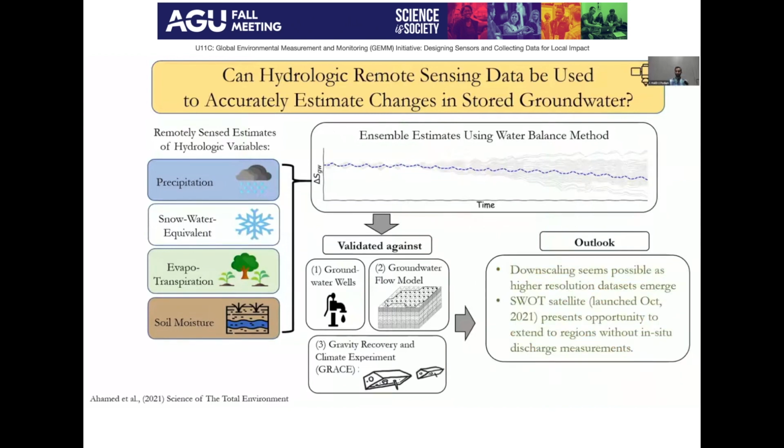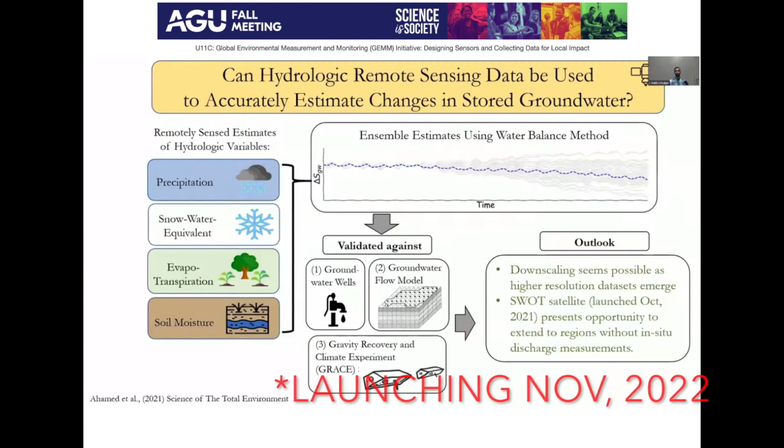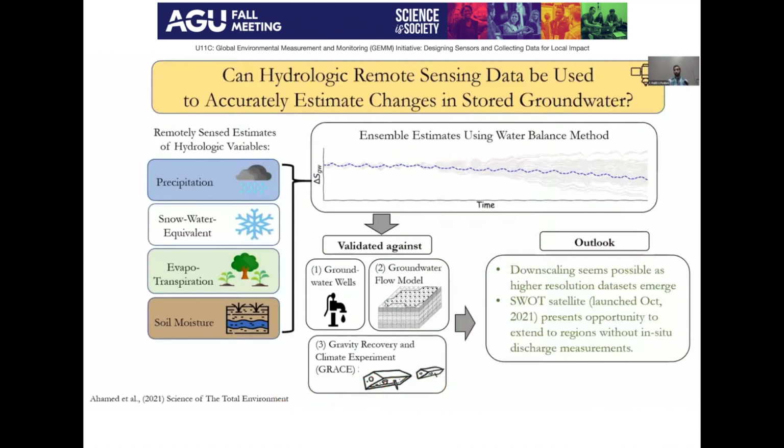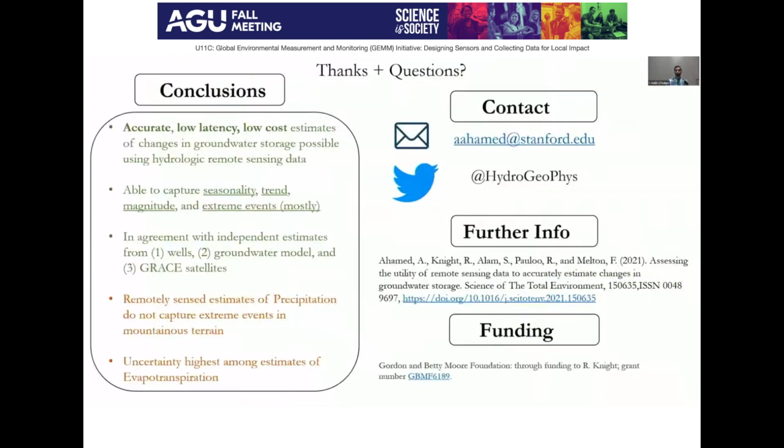And in terms of the outlook, we're really excited about downscaling to other areas. And we're incredibly excited about the Surface Water and Ocean Topography satellite, which just launched a few months ago, and it will use laser altimetry to perform remotely sensed estimates of discharge and runoff, which means that we can basically do a fully remote sensing based water balance model for areas with no in situ data at all. Right now, we still need those stream flow data in the Central Valley to get our estimates.